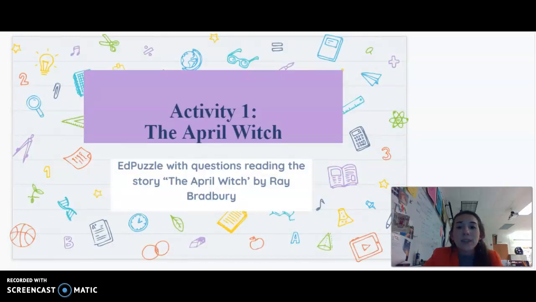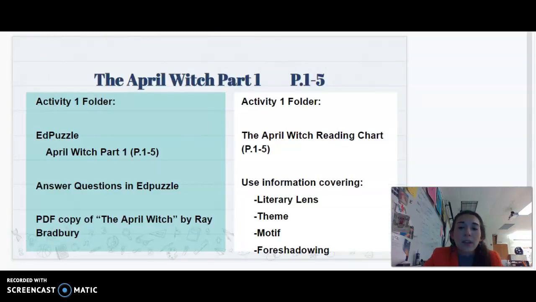So our first activity, we're going to be starting a new story called The April Witch. This is a continuation of our high fantasy unit of short stories. This is by Ray Bradbury. We're going to be listening to and reading along with The April Witch using Edpuzzle. There's a part 1 and a part 2 of The April Witch in Edpuzzle. Part 1 goes over pages 1 through 5.